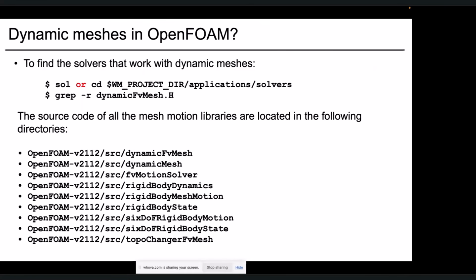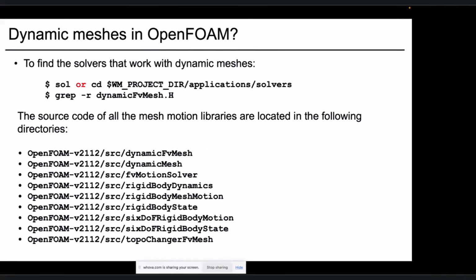Now, if we want to look at the OpenFOAM installation directory and first get a perception of the different types of dynamic meshing libraries that are already developed within these OpenFOAM libraries, then we have to go to solvers and we can very easily grep for dynamicFvMesh.H, and we will get a list of whatever libraries use this dynamic mesh motion strategy within the source code directory.